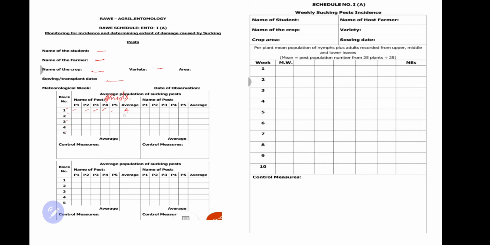Similarly, you will get average 2 from block number 2, then the block number 3 average, block number 4 average, and block number 5 average. Finally, you will get the final average for this date or meteorological week. Suppose this is the 32nd meteorological week, and you get an average population of 10.5 aphids per plant. You can mention the control measures here, very briefly.